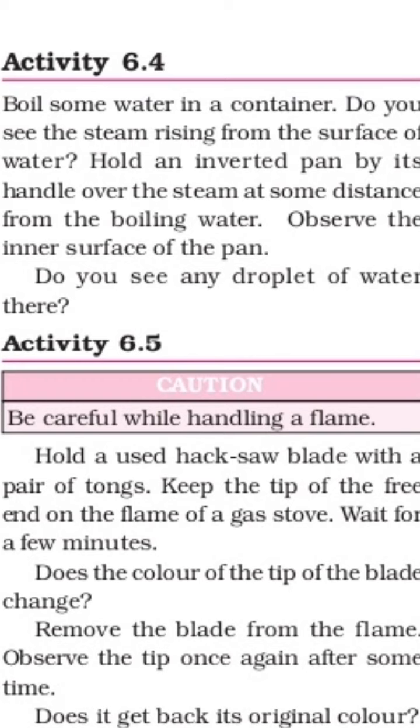Hold an inverted pan by its handle over the steam, at some distance from the boiling water. Observe the inner surface of the pan. Do you see any droplets of water? When we boil water and cover the vessel with a plate, and when we stop boiling and remove the upper plate, we can see some tiny droplets present on that plate.